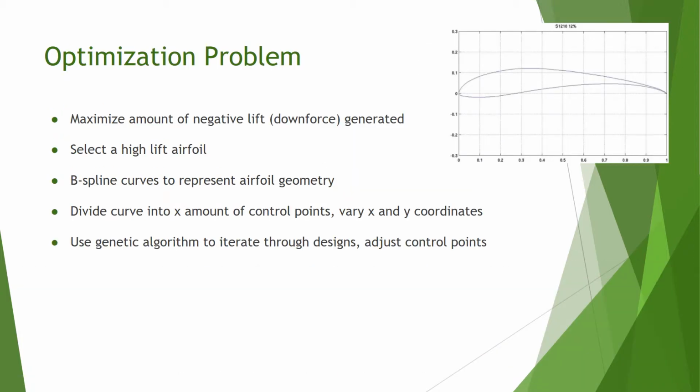On to the optimization problem. The goal here is to take a 2D airfoil in close proximity to the ground and maximize the amount of downforce it produces. I currently do computational fluid dynamics research at WashU, so I've already selected the initial high-lift airfoil from my previous studies. The selected airfoil can be represented as two B-spline curves, one for the top and one for the bottom surface of the geometry.